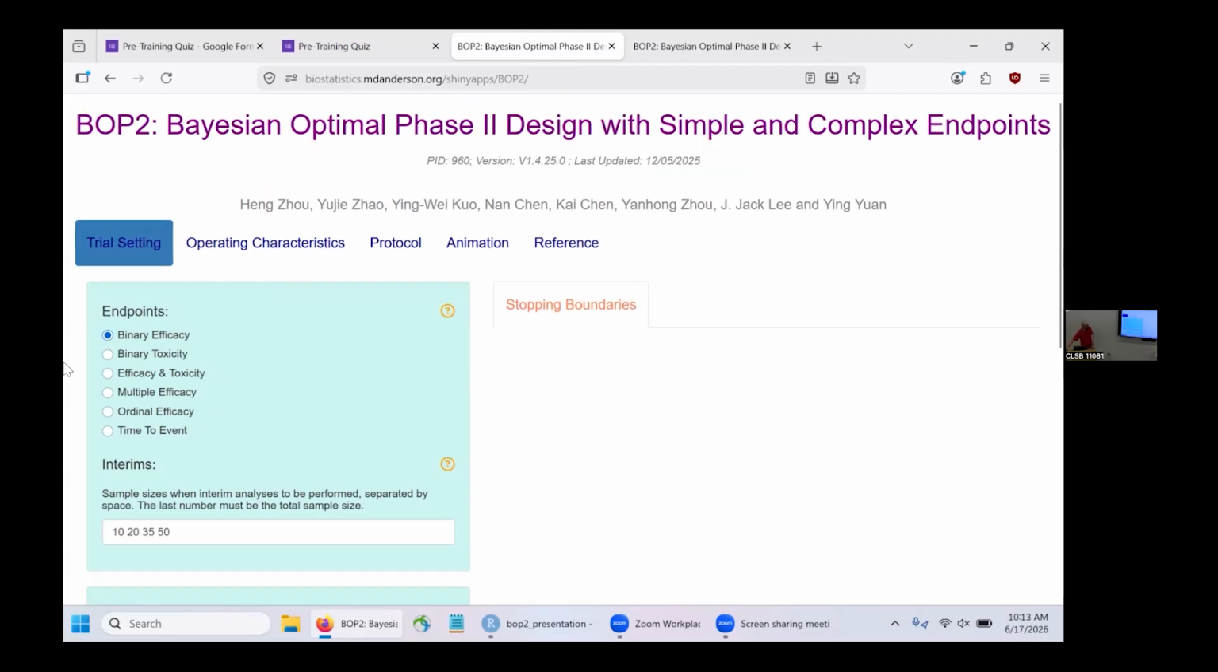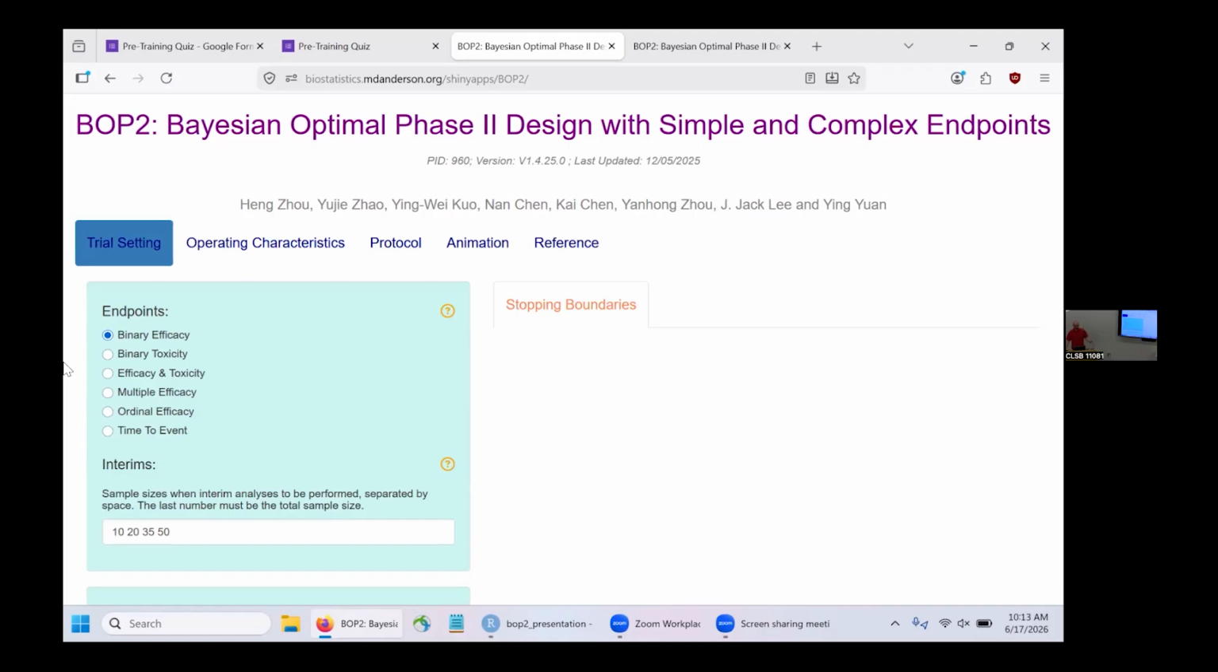And then after choosing our endpoint, we select our interims. So here they have a default of 10, 20, 35, and 50. I don't know if that's ideal for your particular scenario, but this is what the default is. You can absolutely change it. But you can select your sample sizes when interim analyses are to be performed, separated by a space, and then the last number has to be the total sample size. And here they have 3 interims and then 1 final. So obviously that's another difference from the Simon's two-stage design where you just have 1 interim and then a final.